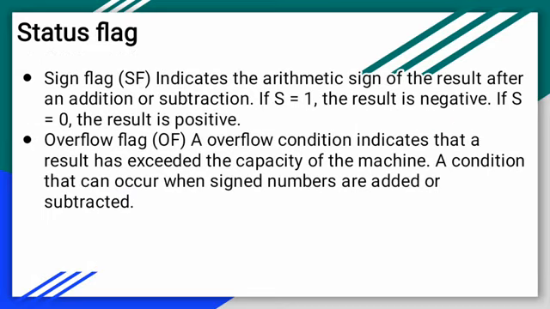Status flag. Sign flag. It indicates the arithmetic sign of the result after an addition or subtraction. If S is equal to 1, the result is negative. If S is equal to 0, the result is positive. Overflow flag OF. A overflow condition indicates that a result has exceeded the capacity of the machine. A condition that can occur when signed numbers are added or subtracted.